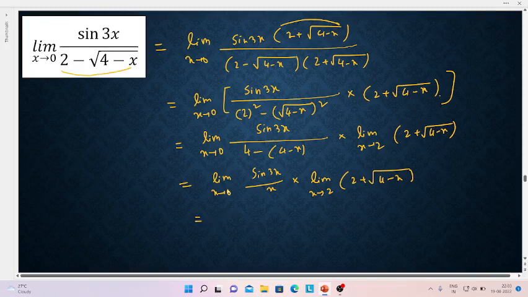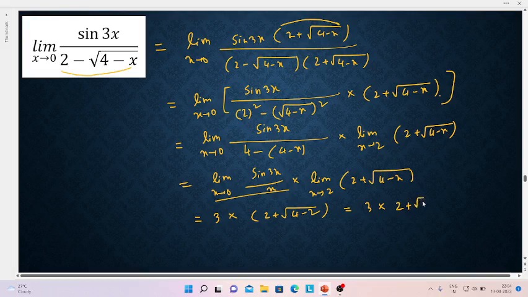So that is equal to, you know, the value of sine kx upon x when x tends to 0 is nothing but k, so that will be 3. Similarly, if you put x equals 2 on that part, it will give you 2 plus root under 4 minus 2, which is nothing but 3 times 2 plus root 2, right?